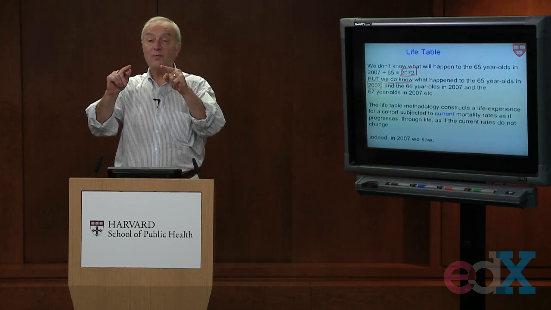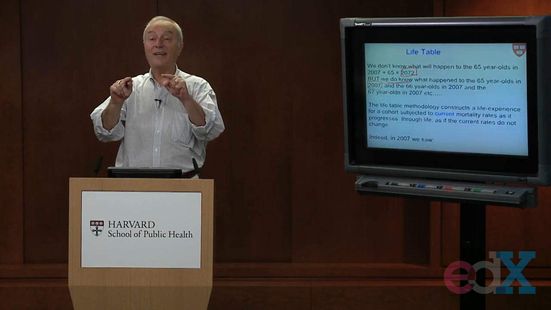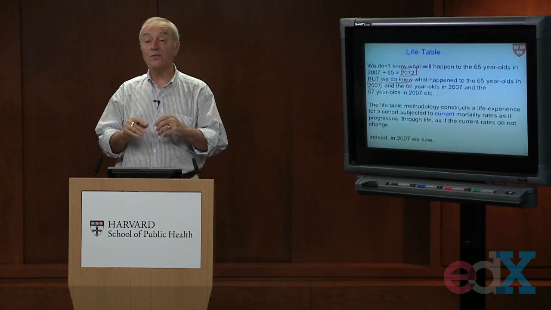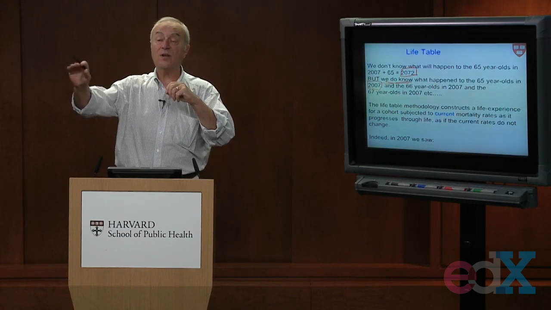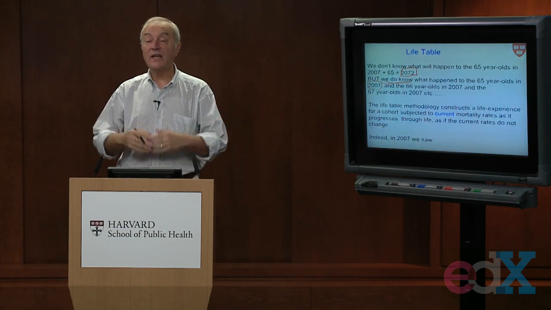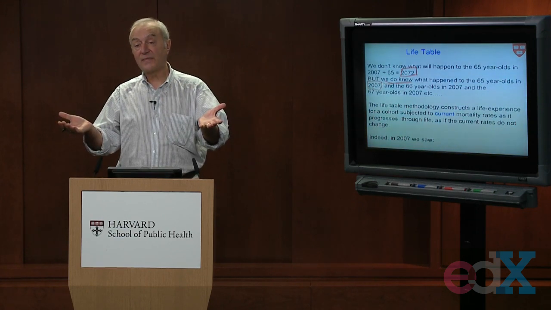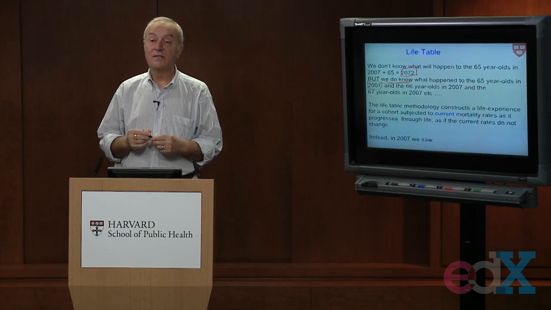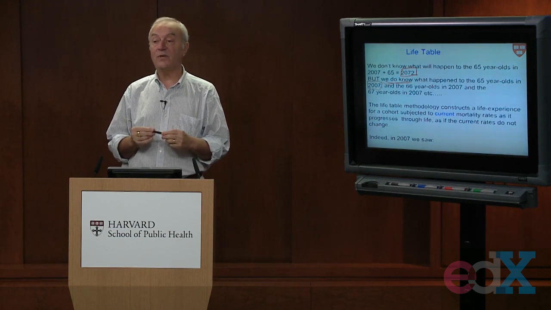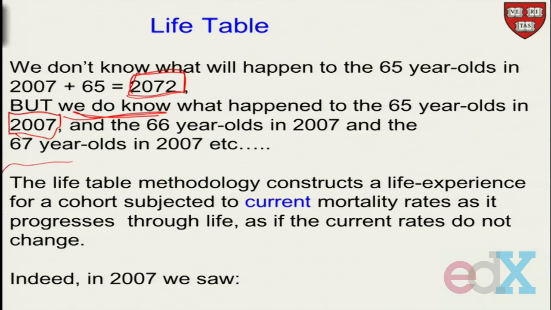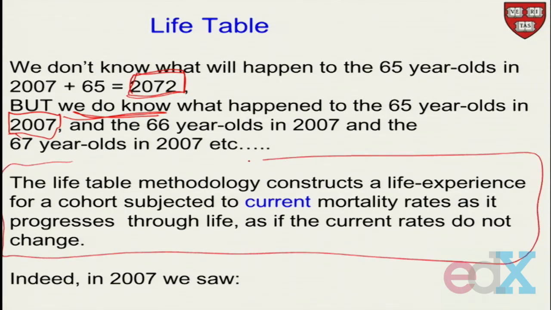If I can project that age-specific mortality into the future, in other words, if I can say, all right, if this remains constant in the future, then I'll use that. And I'll get a realistic construct that way. And that's exactly what he did. The life table methodology constructs a life experience for a cohort. It's a fictional cohort, but it's a cohort subjected to current mortality rates as that cohort progresses through life, as if the current rates don't change.